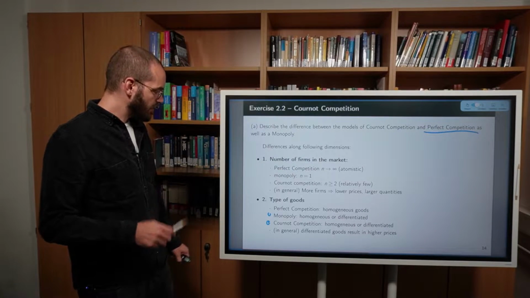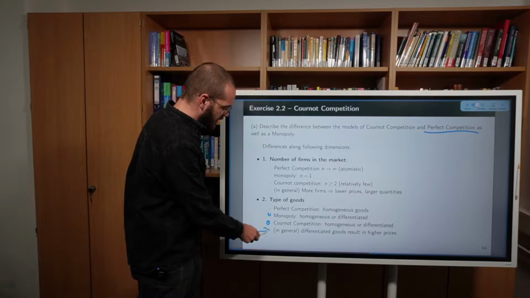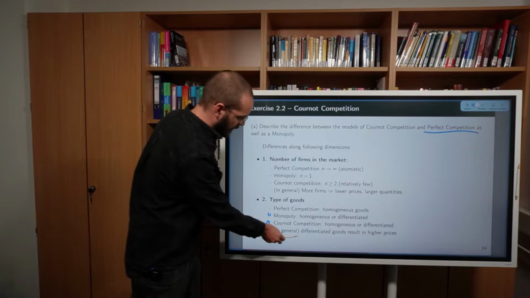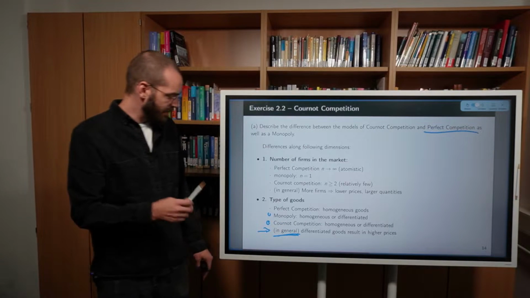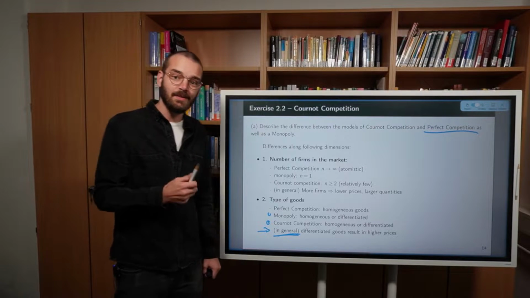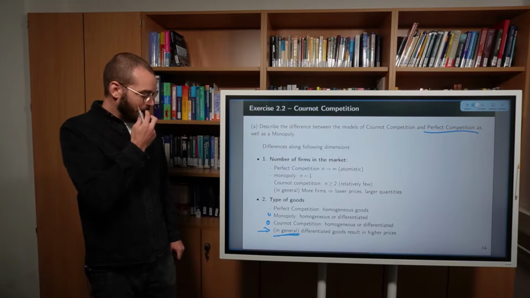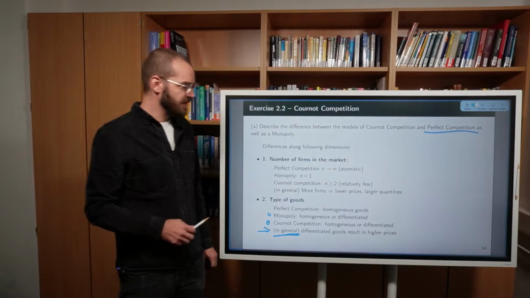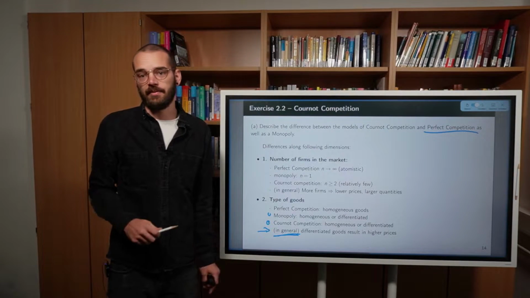So in general, why is this important, the type of good? In general, we see, and again, I want to emphasize the in general part of this answer, because it really depends on the specific model. But in general, we will see that differentiated goods result in higher prices and higher profit margins.